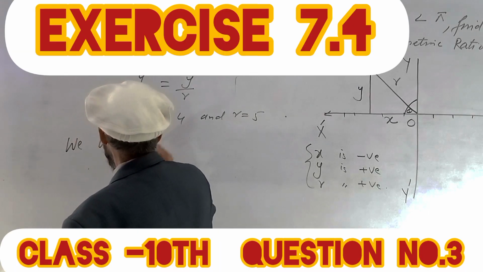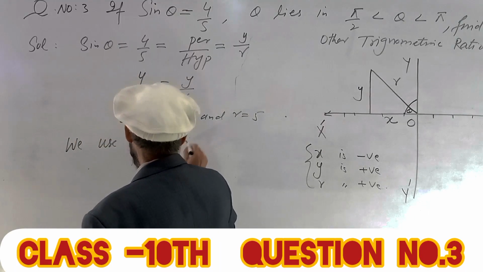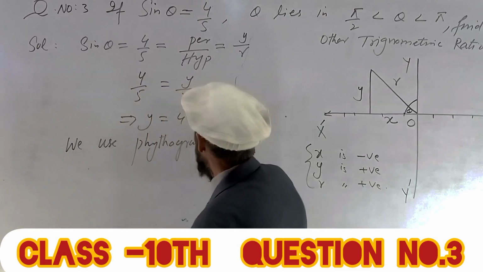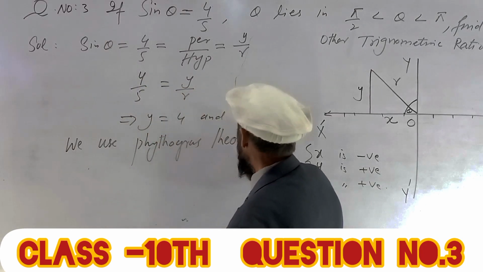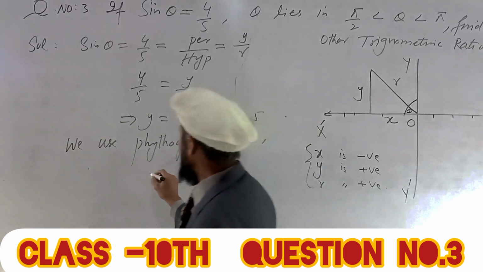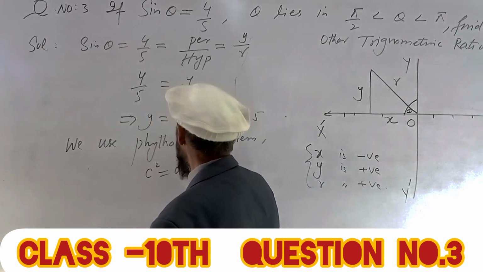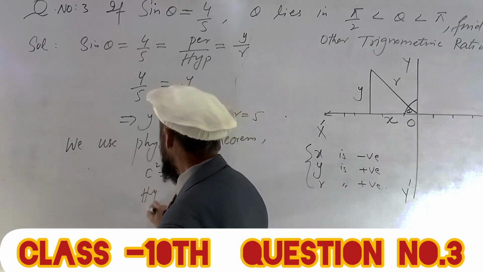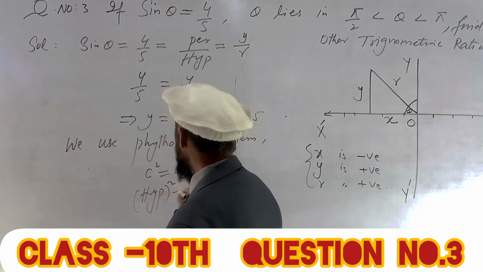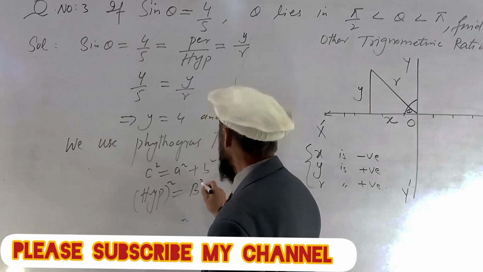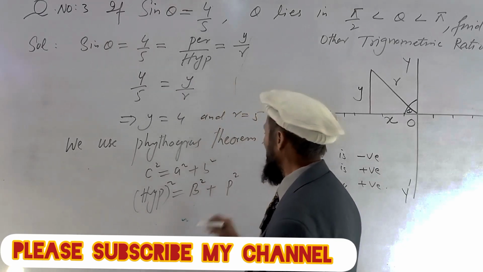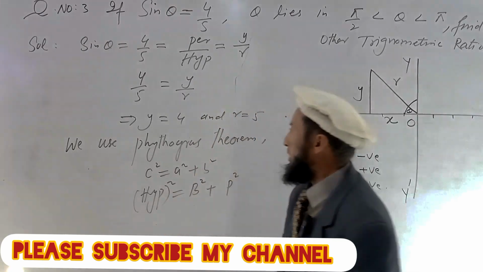Theorem, Pythagoras theorem, so that is equal to c square is equal to a square plus b square. Hypotenuse square is equal to base whole square plus perpendicular whole square according to the Pythagoras theorem.